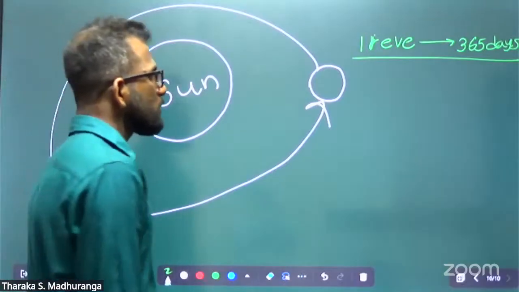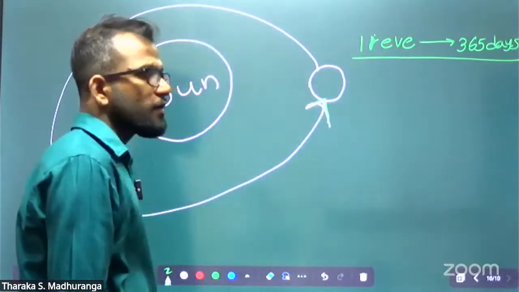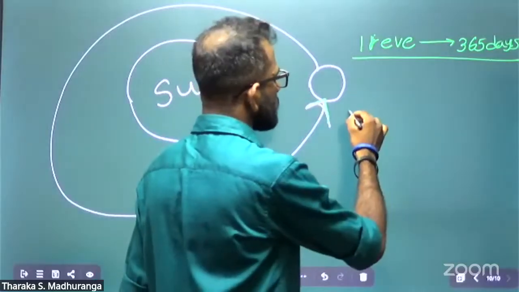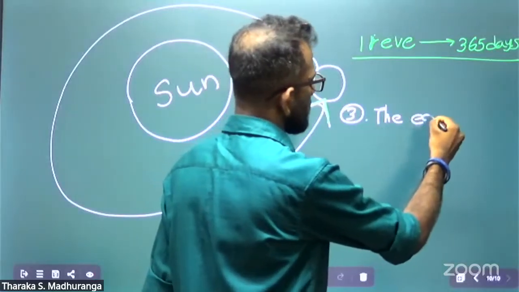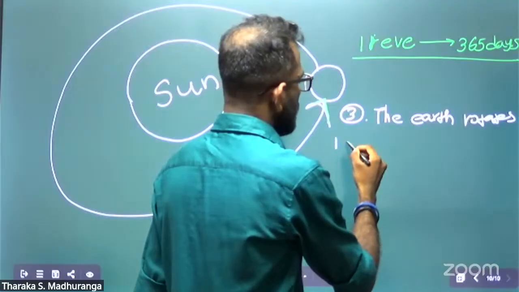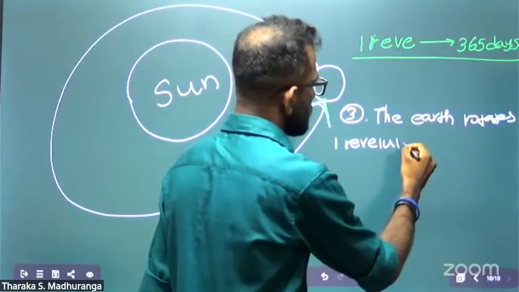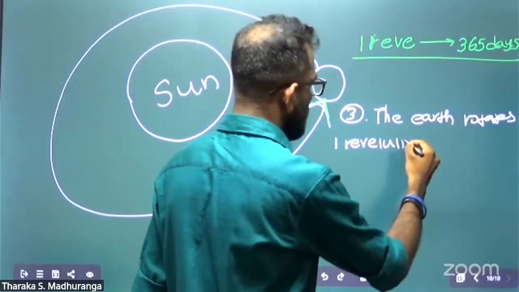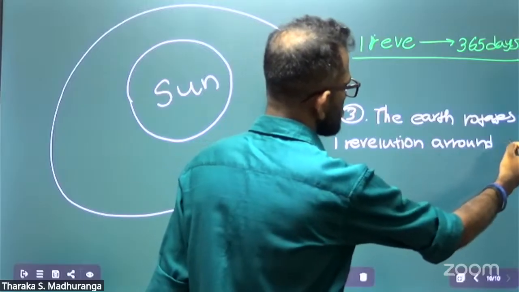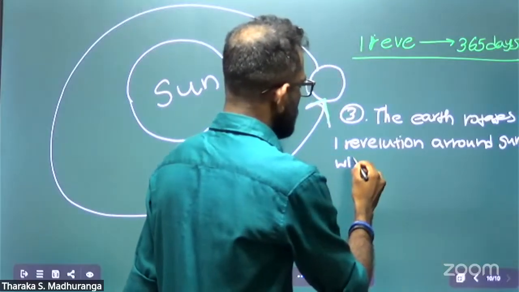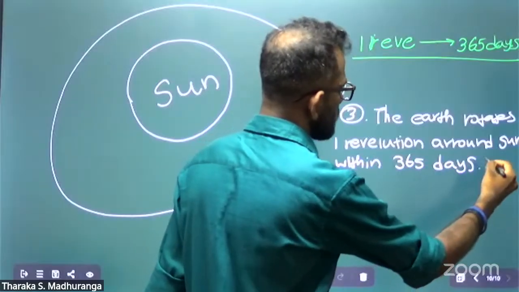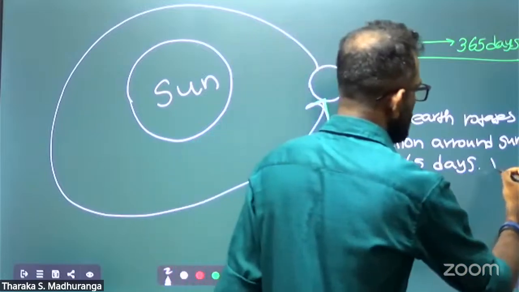The Earth rotates. Question number 3: the Earth makes one revolution around the sun within 365 days. Calculate the omega of the Earth.